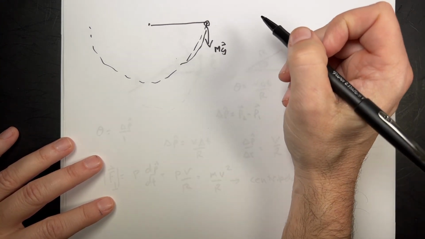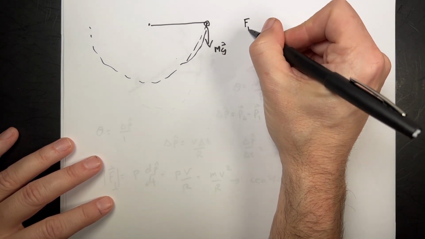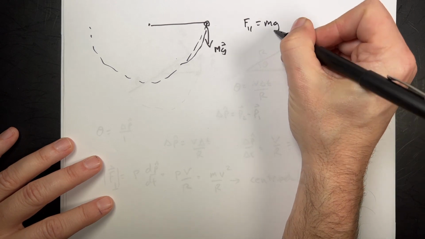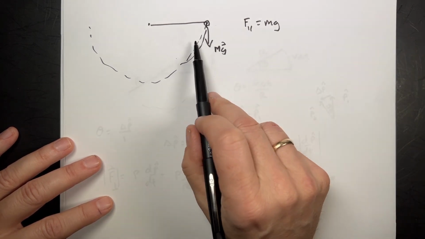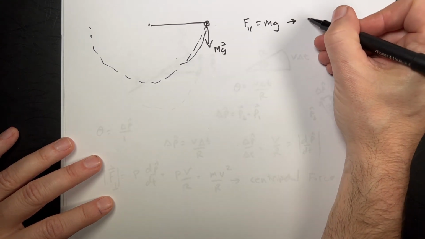But right now it's not moving at all, so there's no change in direction. So I would have right here, F parallel is mg. And so what that means, that's the magnitude. This gravitational force is going to change the magnitude.